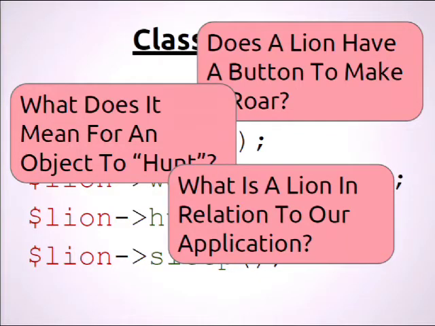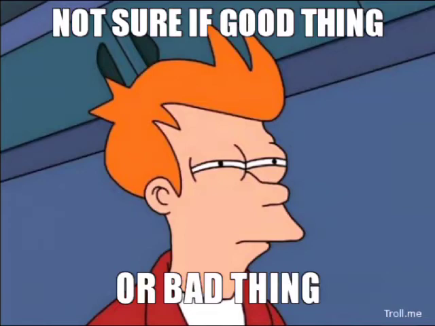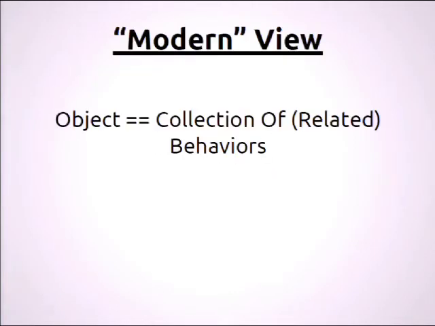And that's not what object-oriented programming is about. Object-oriented programming is about letting us ignore the rest of the application. So this classic model is very easy to understand, which turns out to be both a good thing and a bad thing, because it's also completely impractical. So let's introduce a new view.